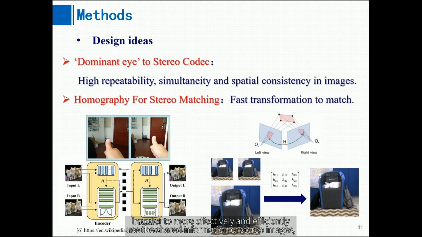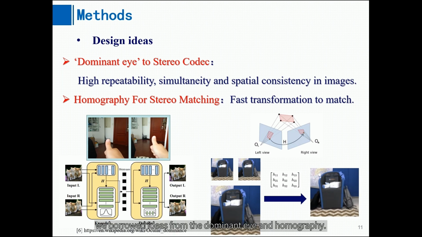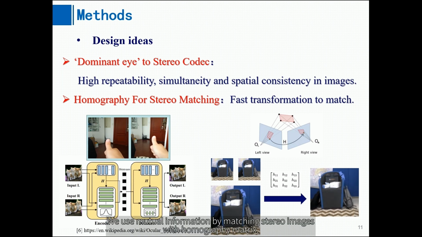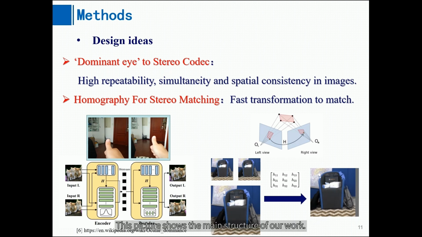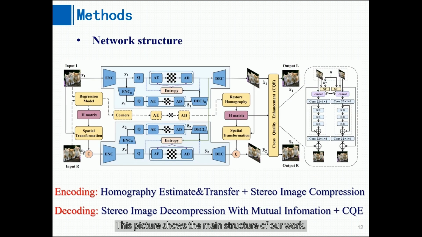In order to more effectively and efficiently use the shared information of stereo images, we borrowed ideas from the dominant eye and homography. We used mutual information by matching stereo images with homography metrics, and then add this information by warping the left eye to the right in the codec. What's more, the H matrix can be converted to integer coordinates, which are easy to compress and transmit losslessly in the codec.